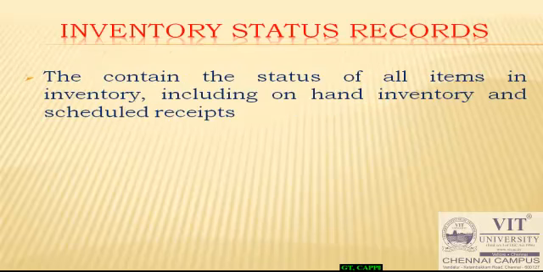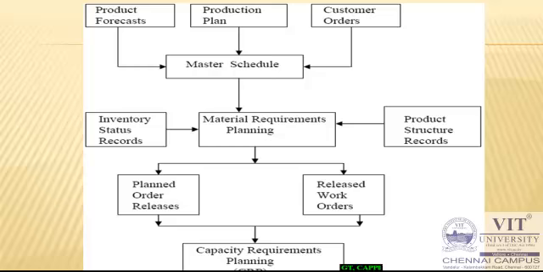And inventory status contains the status of all items, how many items are available. Suppose if it is a different material, different items, how many are available in our hand, and when we have to start the purchase orders. Okay, so this is the inventory status records. So this is a flow chart of MRP.